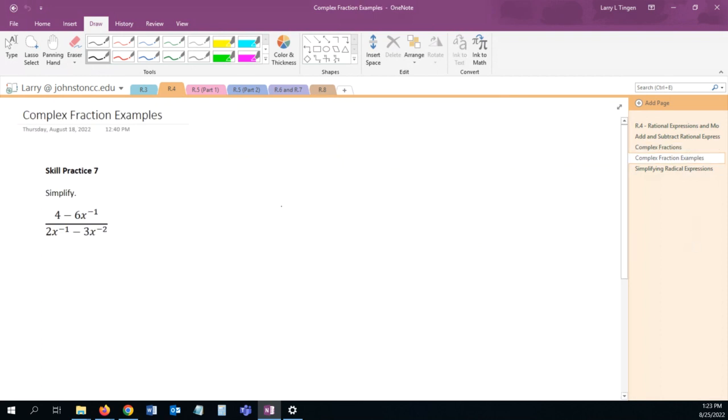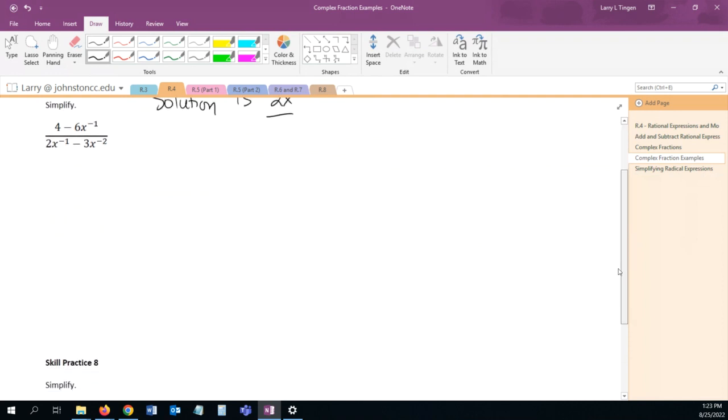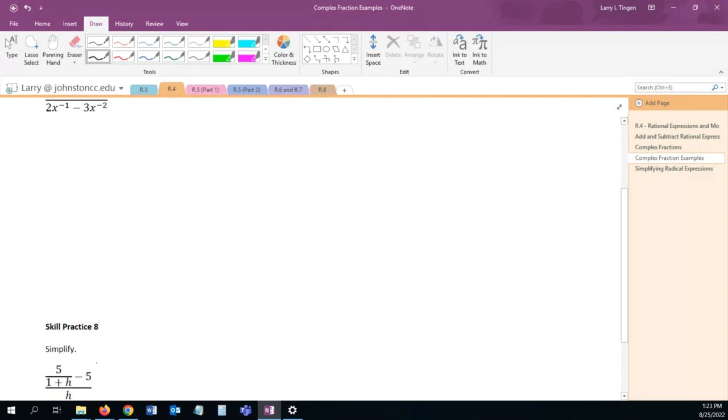So next I got 2 examples. What I'm going to do, again, we are just burning time right now. So I'm going to tell you that the solution to this is 2x. And the solution to this one, skill practice 8, works exactly like the problem we just did. The solution to this is -1 over 1 plus h.